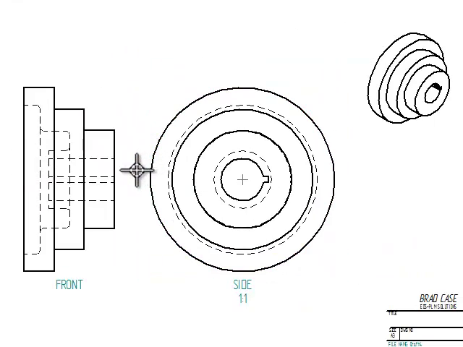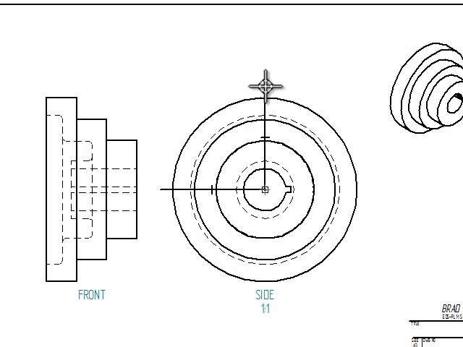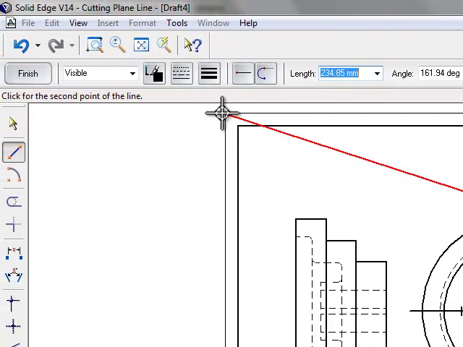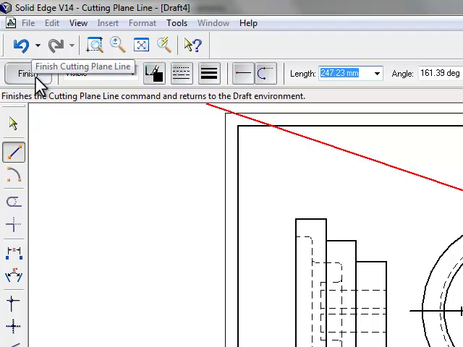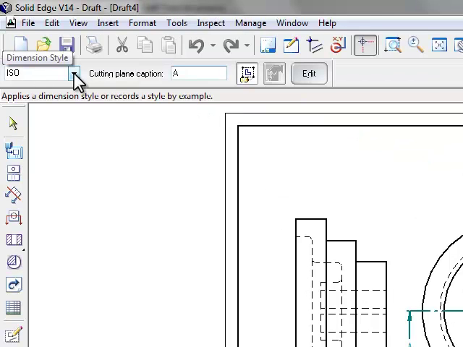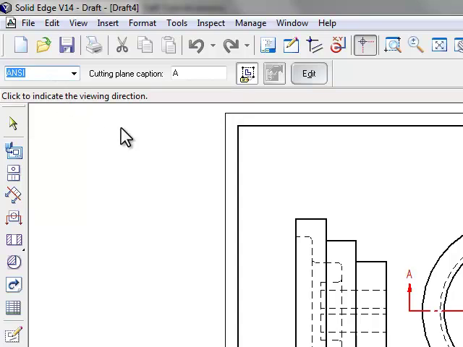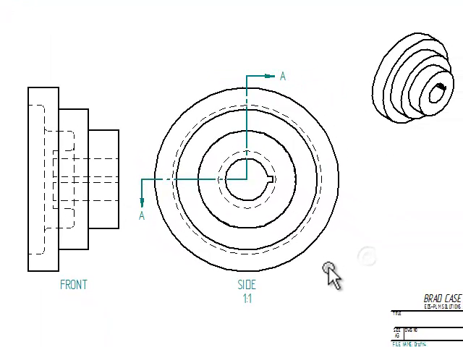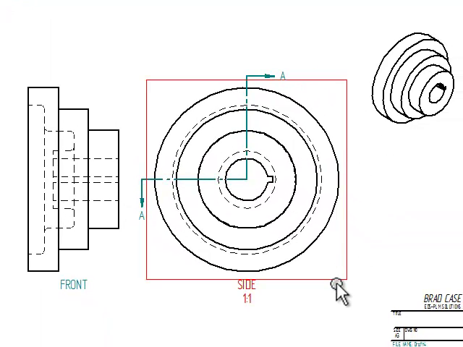I only want it to be 1/2 the view, so I'm going to line this up from the center. Click, go to the center, come back up and go out just a little bit. Click. Okay, I'm going to finish it. I need this to be ANSI. And I want those to point this way, like that.